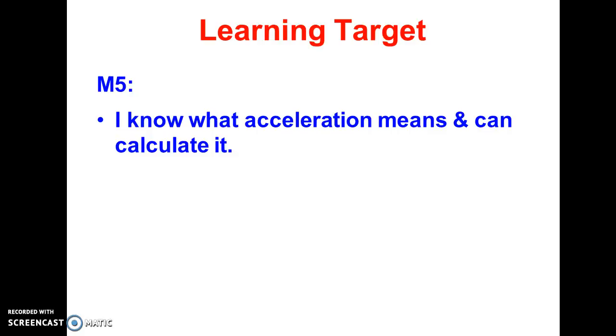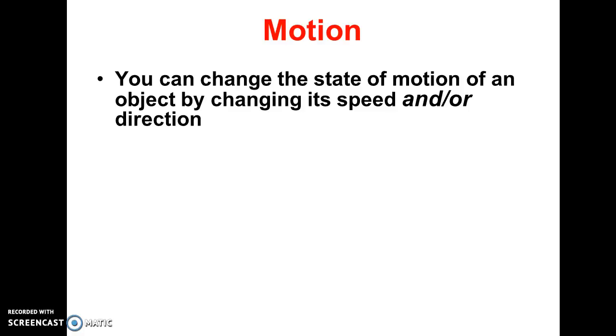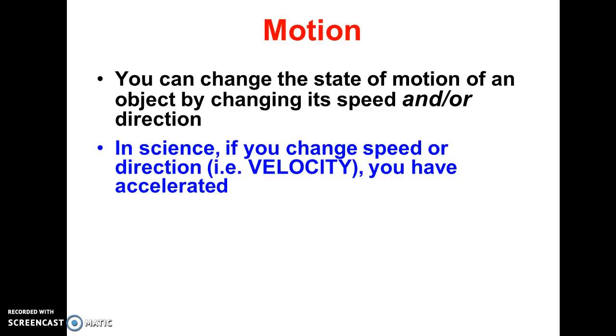Learning target number 5 is to know what acceleration means and be able to calculate it. Now, when we talk about motion, there's two different ways to change motion. You can change the motion of an object by changing its speed or by changing its direction. In science, if you change speed or direction, we call that acceleration.